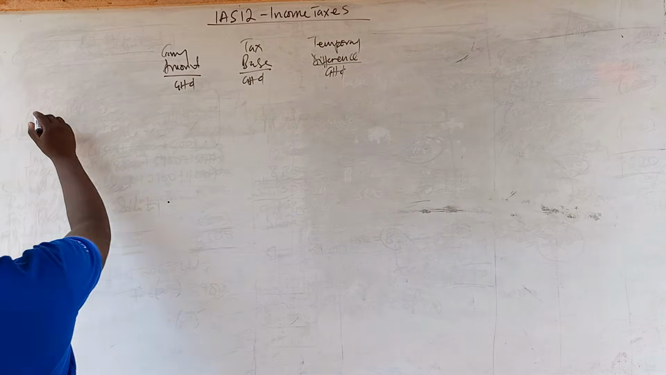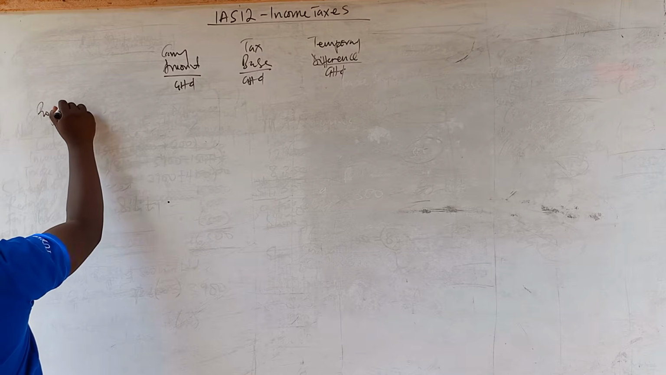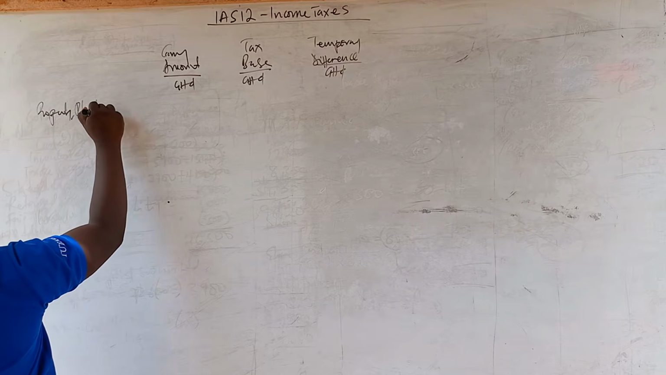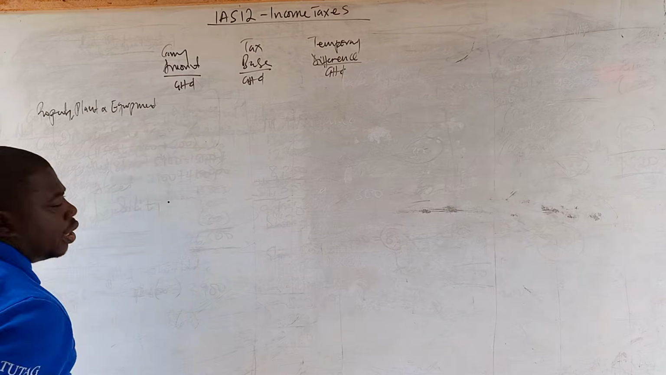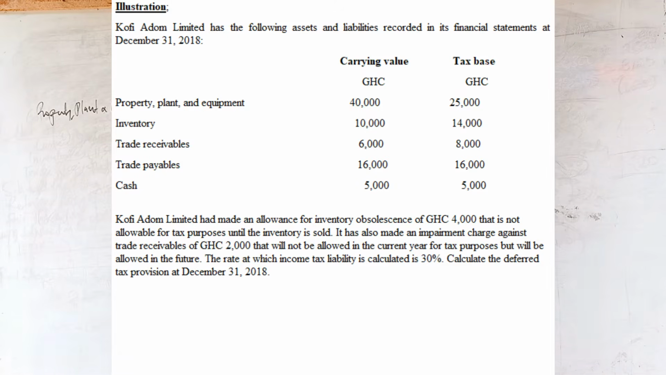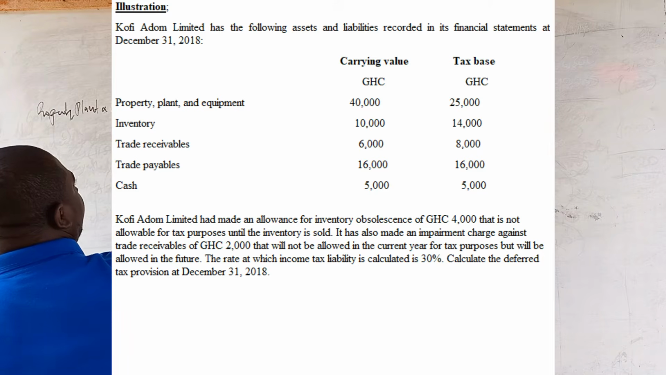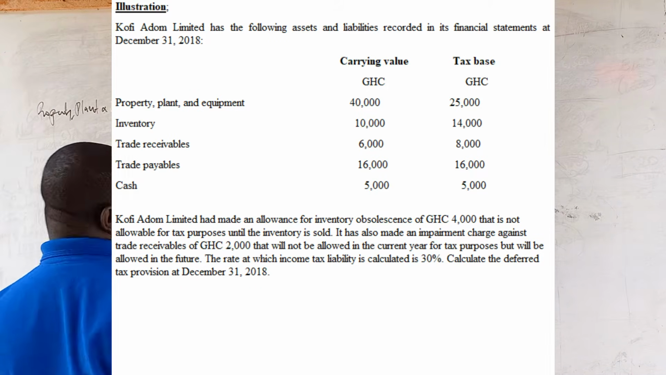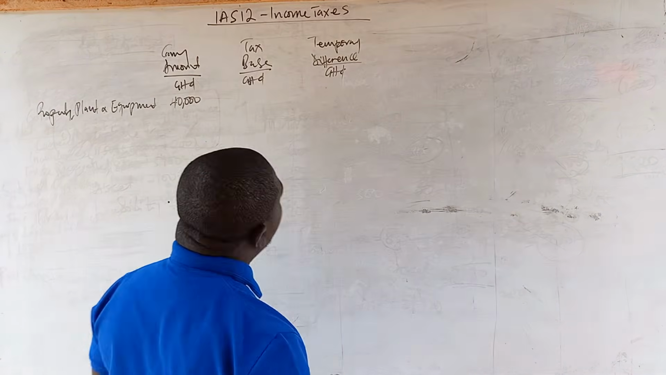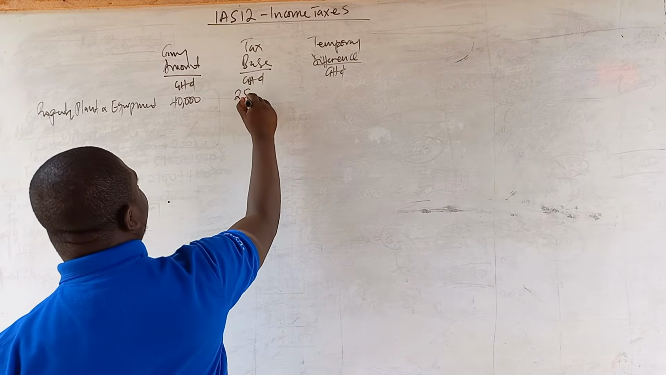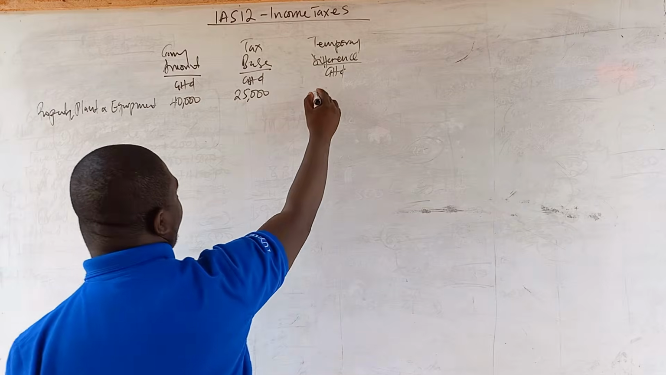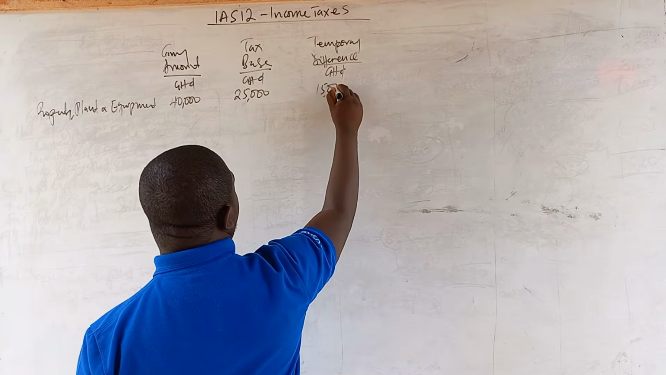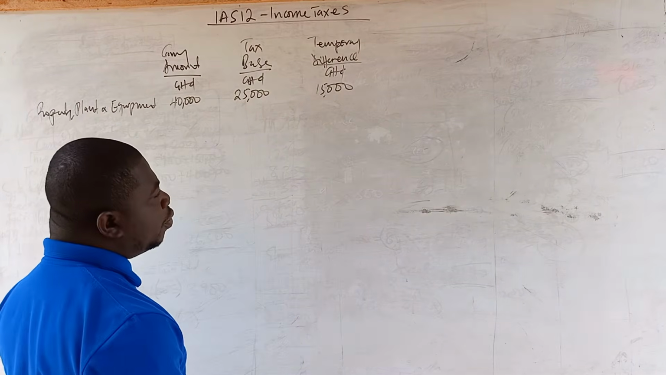And then you start with the assets. So you see property, plant, and equipment. Now, the carrying value for the property, plant, and equipment is 40,000. And then the tax base is 25,000. So if you compare, the temporary difference will be 15,000. So this is how it's supposed to be.